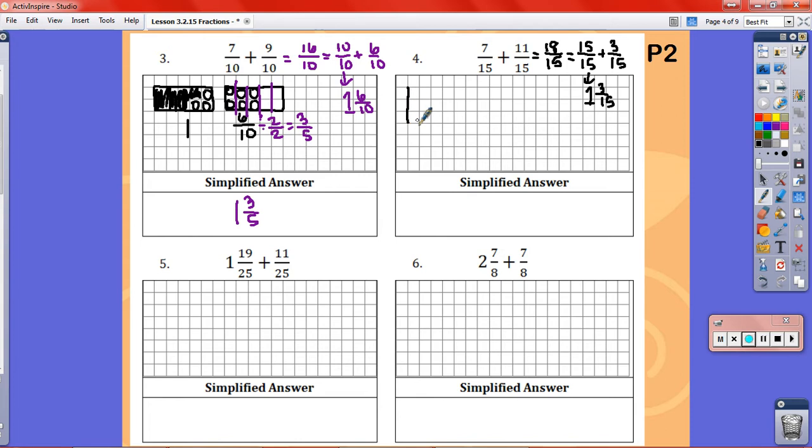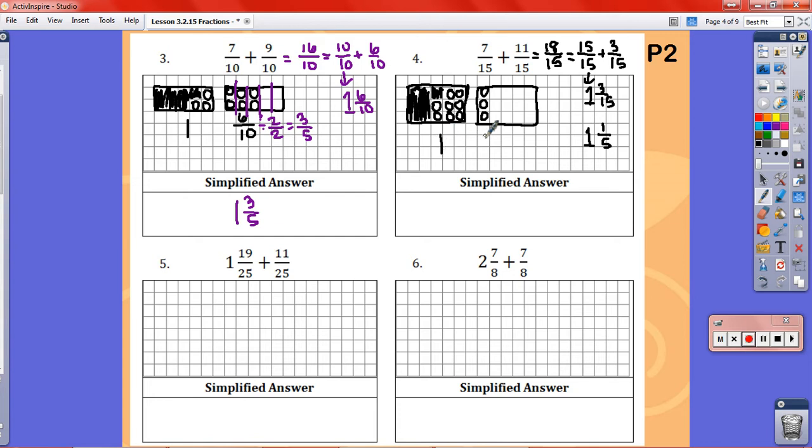So here's a picture of 15ths. And we had 7 of them, so 1, 2, 3, 4, 5, 6, 7. We added 11. 1, 2, 3, 4, 5, 6, 7, 8, 9, 10, 11. And I notice that there are 1, 2, 3, 4, 5 columns and one of them is filled in. So my simplified answer should be 1 and 1/5. But let's go ahead and check it.